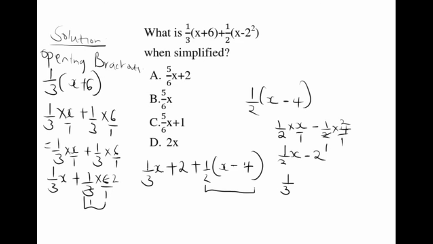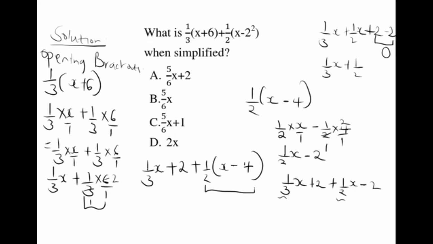A third x plus 2 plus a half x minus 2. We can now collect our like terms, where we have a third x plus a half x, plus 2 minus 2. In this case, 2 minus 2 is going to remain with 0. Therefore, we are going to add a third x plus a half x.